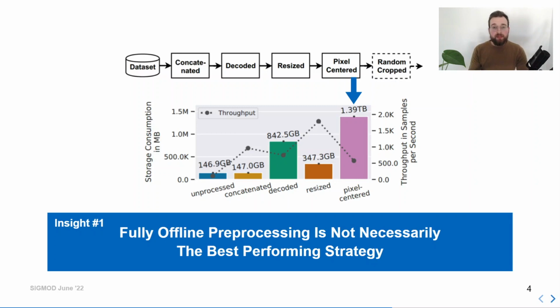When designing a preprocessing pipeline, try to look for steps that minimize storage consumption. The naive but powerful takeaway is this: the smaller the data gets, the faster you will be able to process it. So let's take a look at the next insight.